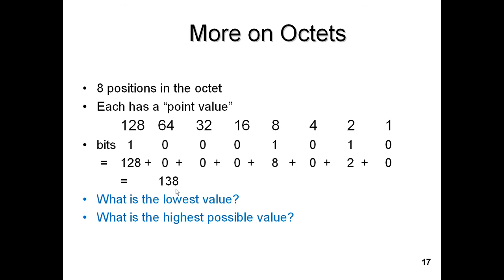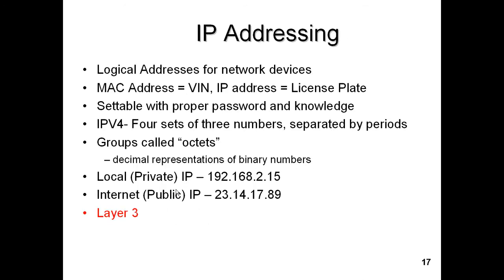So we can either turn on a position by transmitting a 1, or we can have the position turned off by transmitting a 0. So in the example you see on the screen, we turn on 128, we turn on 8, we turn on 2, and if we add those numbers together, we get 138. So what we commonly call an IP address is actually a decimal representation of the binary code.